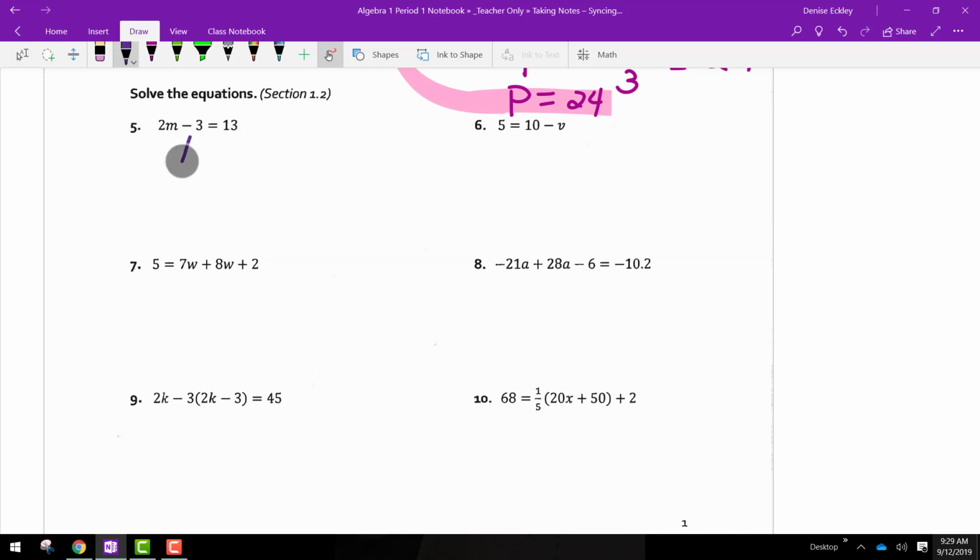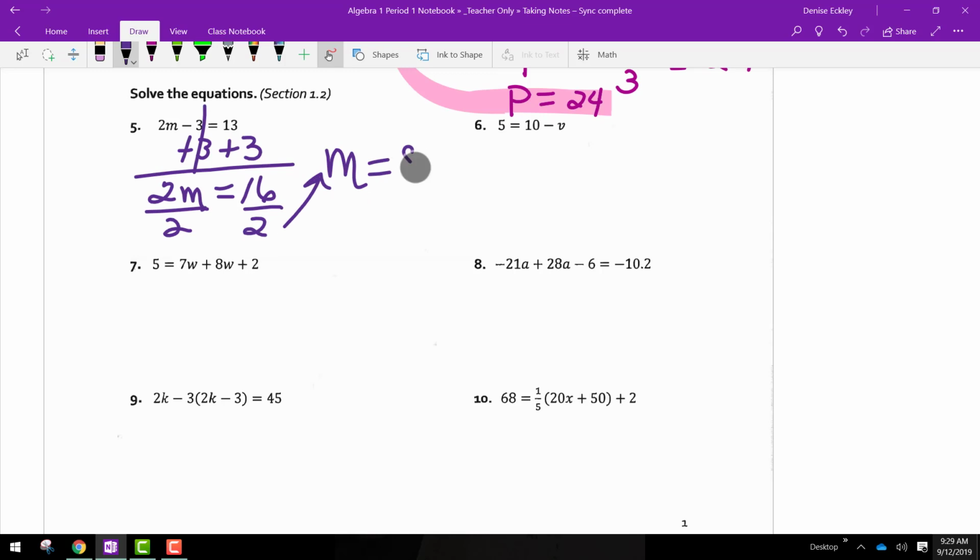So to start out with, I am going to make sure that I isolate the variable by undoing the subtraction of 3 by adding 3 to both sides. Those will cancel, so I have 2m equals 16. Dividing by 2, I get m equals 8.